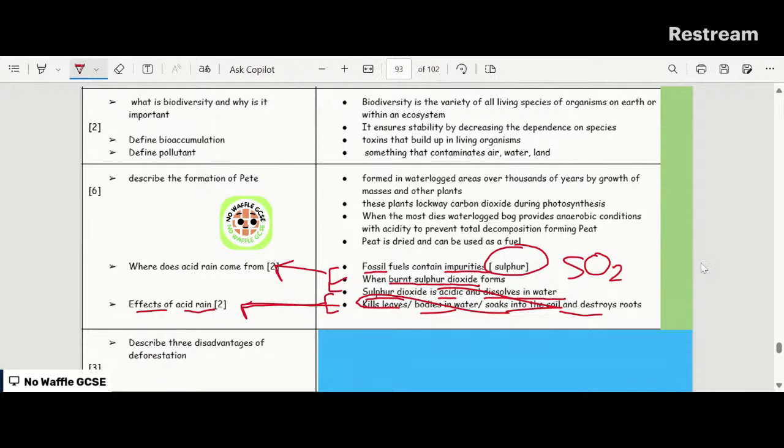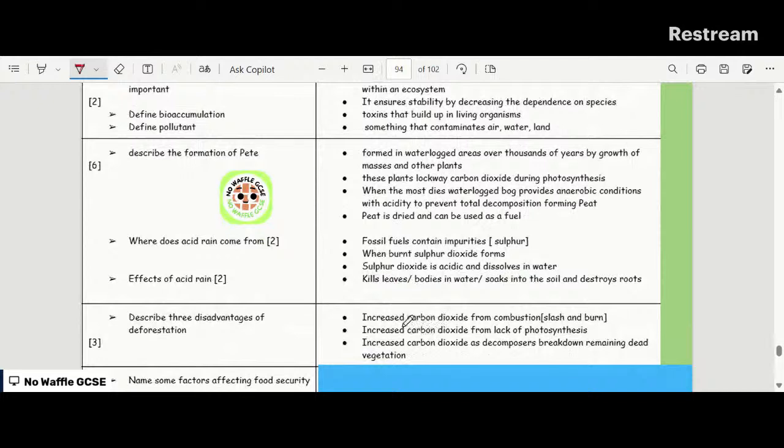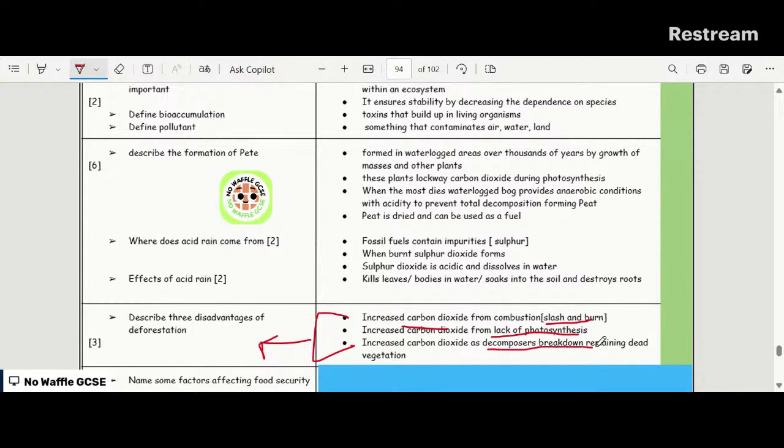Okay. Now let's look at the next one, which is describe 3 disadvantages of deforestation. This should be a quick and easy one for you guys. The increased carbon dioxide from combustion slash and burn technique. This seems to be answering a different question. So sorry, this seems to be answering the 3 causes. So increased carbon dioxide from combustion, from lack of photosynthesis, and as decomposers break down the remaining dead vegetation.